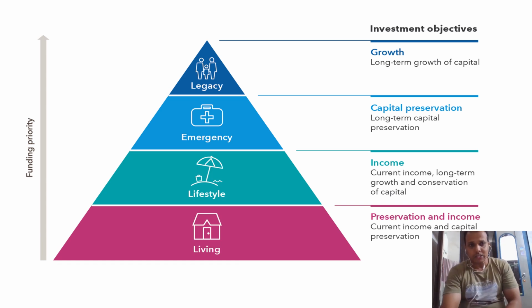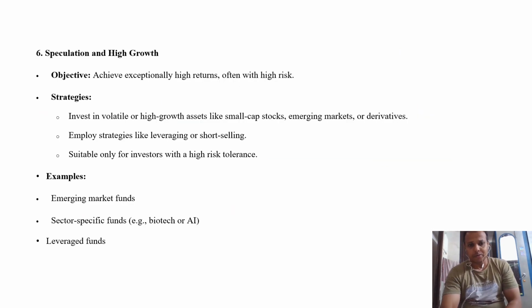So the next one is about speculation in the high growth. The sixth one of the investment objectives and strategies: speculation in the high growth. The objective of speculation is to achieve exceptionally high returns, often with high risk. Normally, the main speculation objective will be achieving exceptionally high returns. So high return, often with high risk.